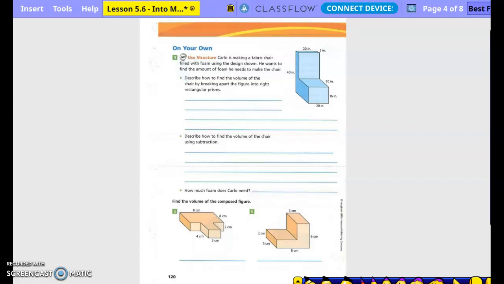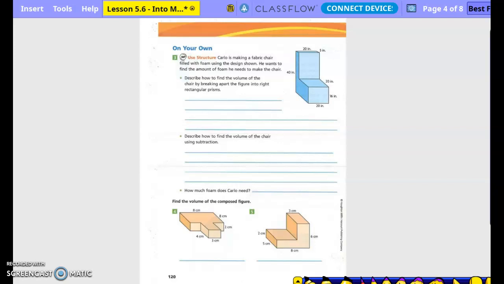Fifth grade Into Math lesson 5.6, part 2. So on your own, use structure. Carla is making a fabric chair filled with foam using the design shown. He wants to find the amount of foam he needs to make the chair. Describe how to find the volume of the chair by breaking apart the figure into right rectangular prisms.